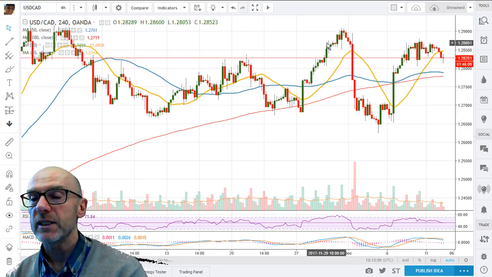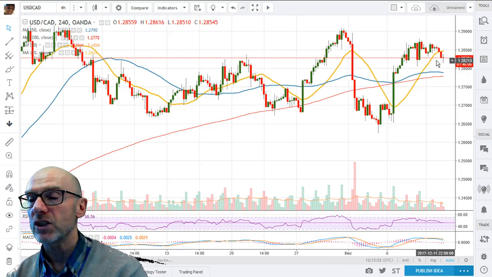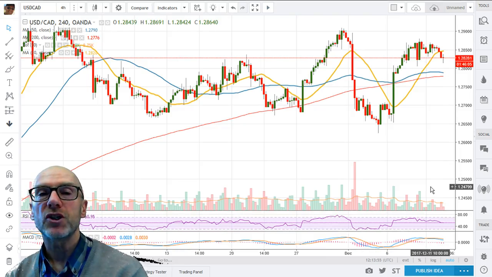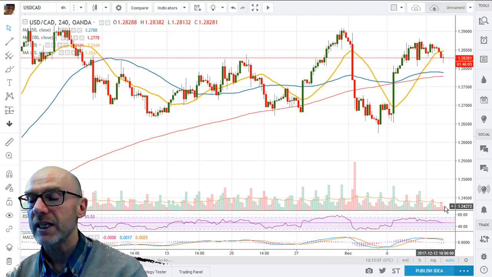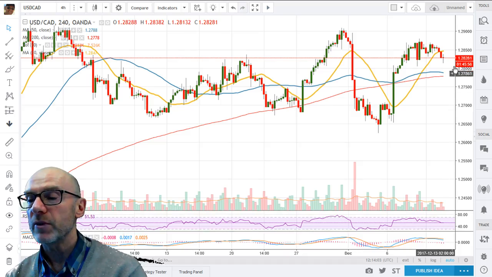But we are getting this picture of lower highs coming through, and as I mentioned on the daily, the volumes are declining, and you can actually see that at the moment, the last few hours, we've had increased volume on the down 4-hour periods, which is a slight concern.